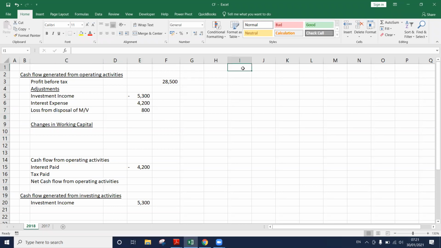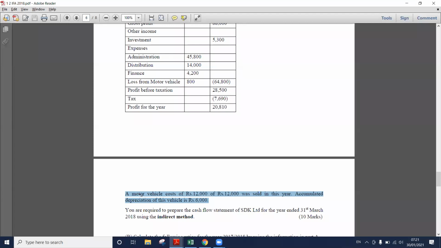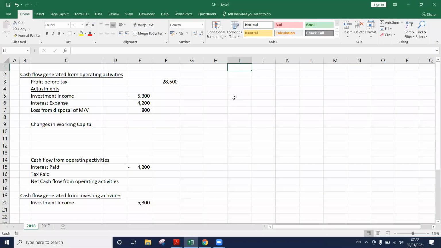Right? So what is the missing figure here? We have disposed a motor vehicle. The cost is 12,000. The accumulated depreciation 6,000. And we have generated a loss from that disposal worth of 800. What is the missing figure? මොකද මෙතන මිස් වෙලා තියෙන්නේ? අපි මේ motor vehicle එක dispose කරද්දී නැත්නම් විකුණද්දී අපිට කීයක් ලැබුණද? In cash, what is the amount we have received, or the sales proceeds? That one we can work through the disposal account.